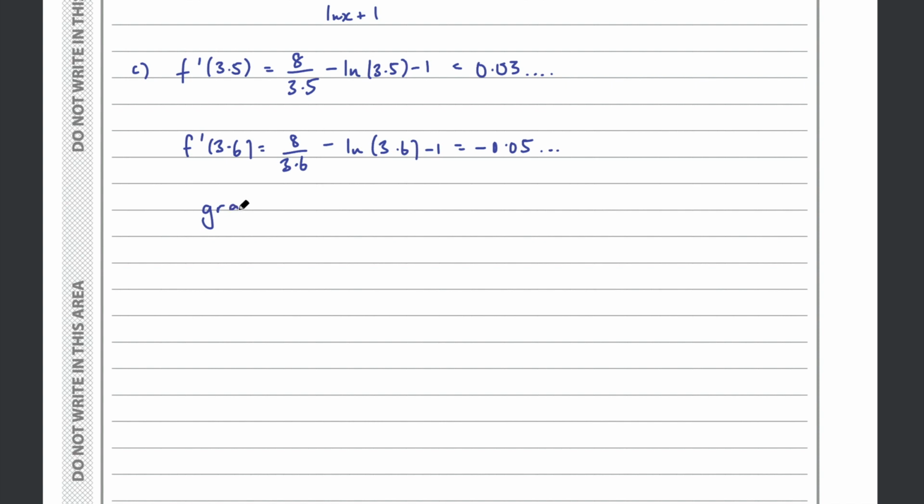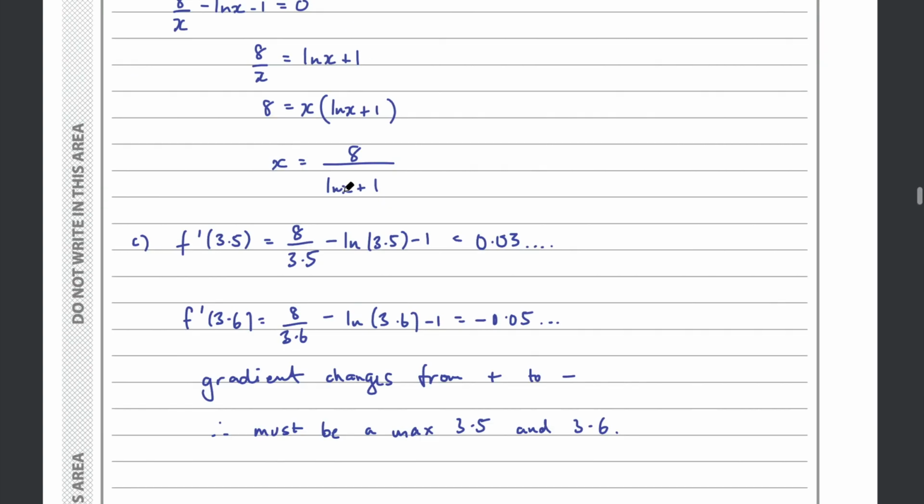So the gradient changes from positive to negative, or the signs change, however you want to state that. And so therefore there must be a max between 3.5 and 3.6. Oh, and that's the other thing. If it's going from positive to negative, that would be a max. If it's going from negative to positive, that would be a minimum. So that's the other reason that it's a maximum. So it goes from positive to negative. All right, so that was part C.